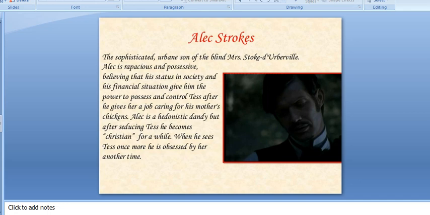Alec is a hedonistic dandy, but after seducing Tess, he becomes Christian for a while. For a short while. When he sees Tess once more, he is obsessed by her another time.